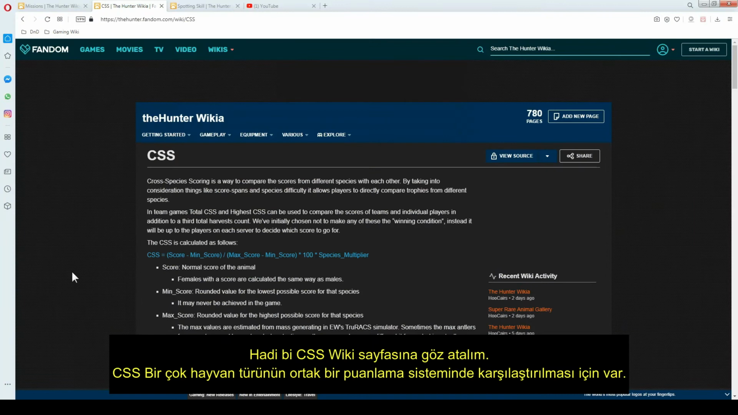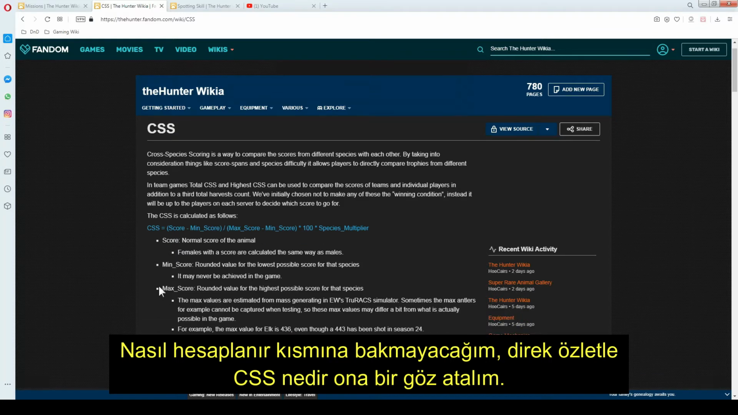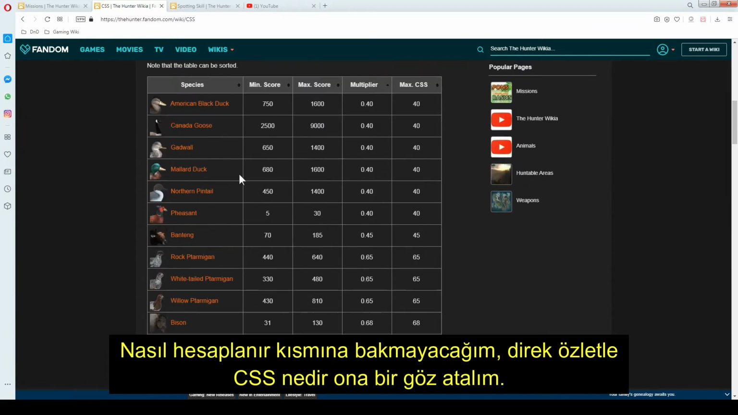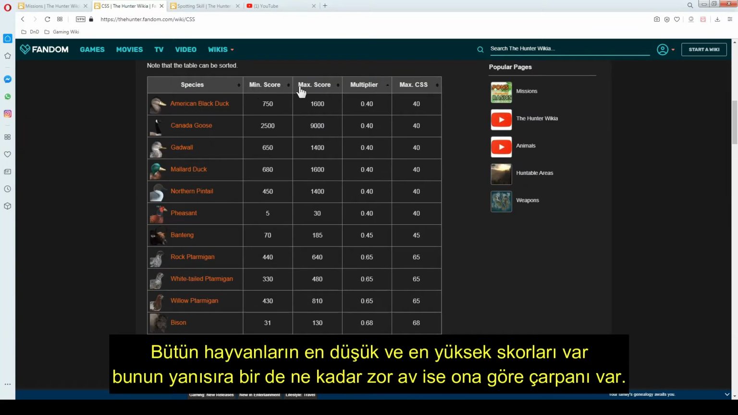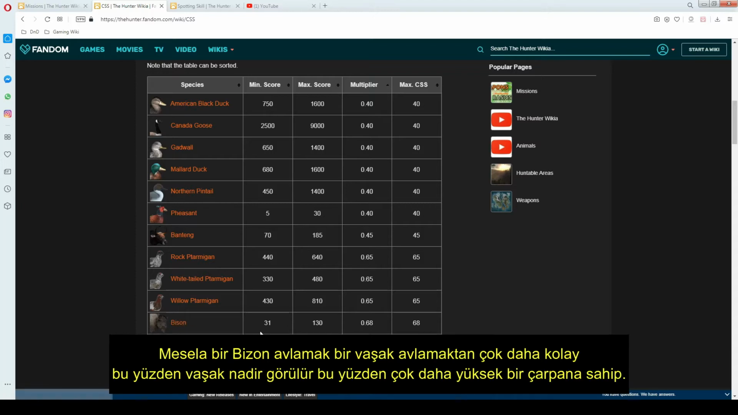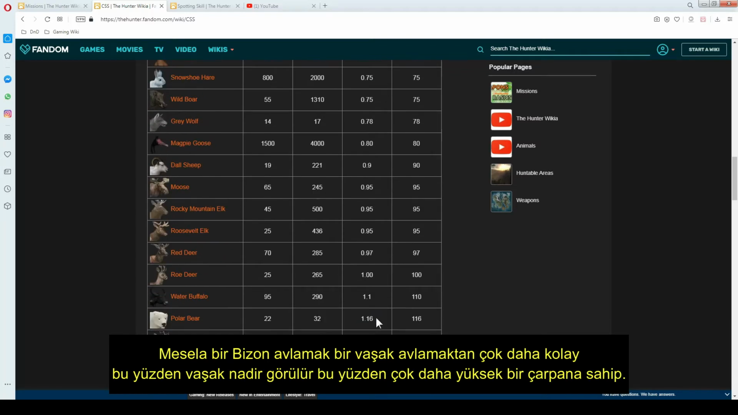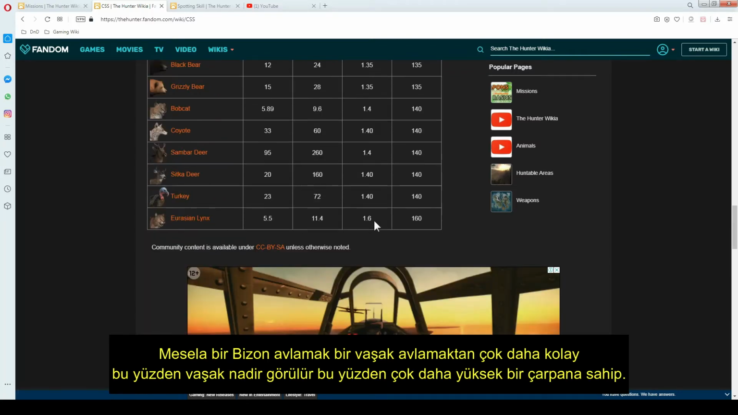Let's take a quick look at the Hunter Classic wiki page for CSS. It is a way to compare scores from different species in one title. I am not going to look at the calculation part of it. Let's summarize it real quickly. All animals have minimum and maximum scores, with a multiplier of how difficult it is to hunt or to find. For example, if you are hunting a bison, it is easier than if you are hunting a lynx, which has a higher multiplier because it is rare and more difficult in general.